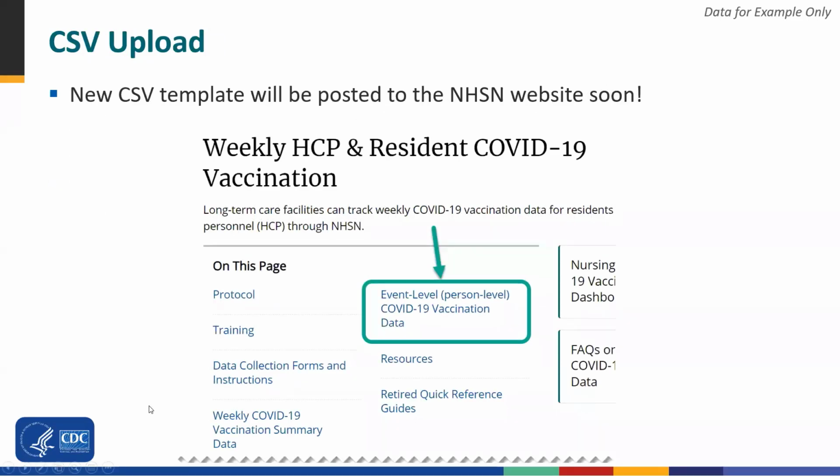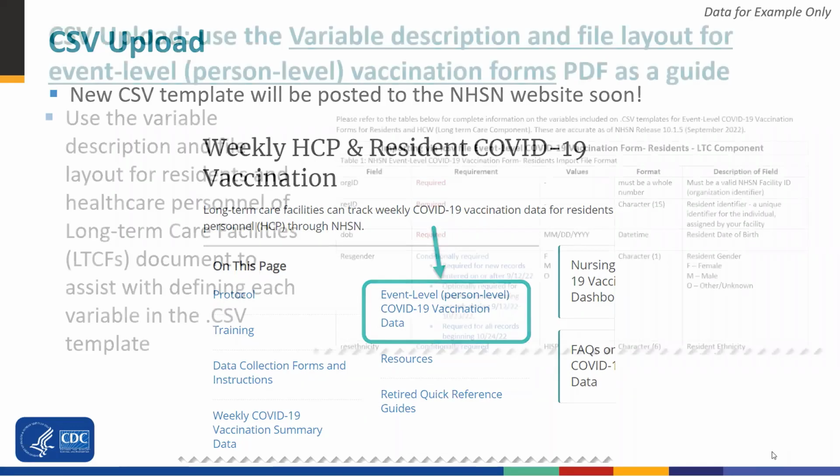And we also wanted to mention that the new CSV template that includes race, ethnicity, and gender will be posted on the NHSN website soon. We anticipate that it should be in the next day or so, the next few days. We are just waiting for it to get posted by our web developers. So that will be available to you, and we will let you know when it is available.